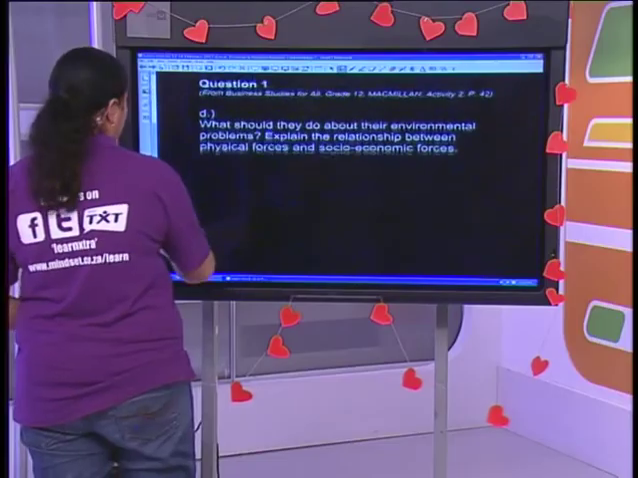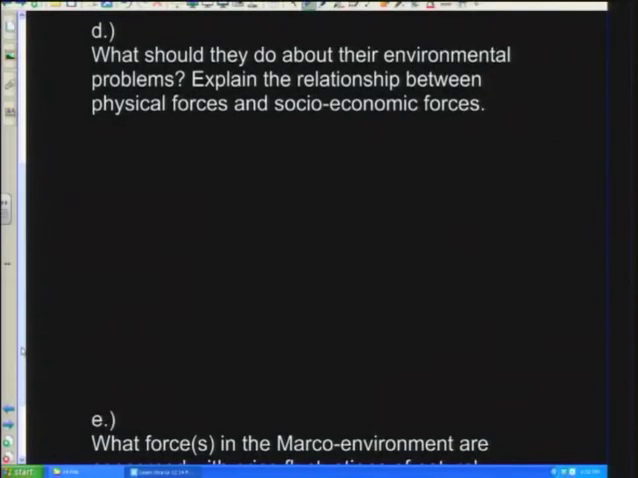Now, let's go to question, I think, 4 or D. So question D, what should they do about their environmental problems? Remember, because they're causing pollution. And then explain the relationship between physical forces and socioeconomic forces. So the first part of this question is asking us, what should you do about the environmental issues?